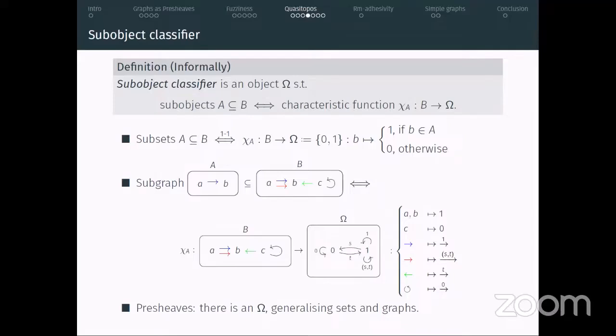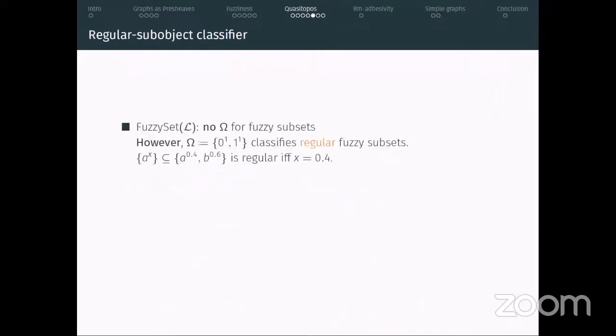Now, if you go to fuzzy sets, there is no omega that classifies all fuzzy subsets. This is because of the nature of fuzzy subsets. But the most that you can do is to classify all regular fuzzy subsets.